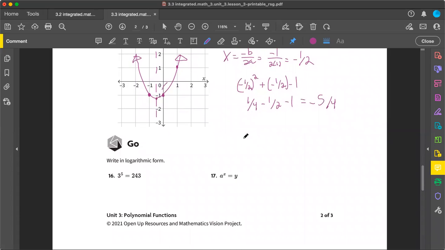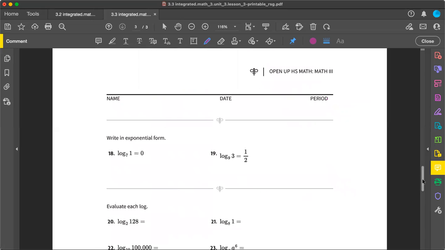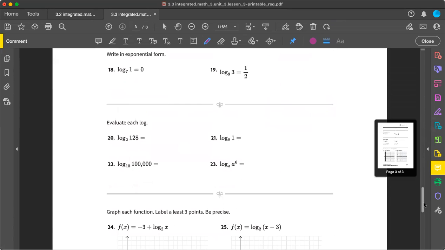And some throwback right in log form. These are too much fun. Come on now. Your base is a. Your argument is y. Boom, done. Throwback with 3. Claim 5 equals log base 3 of 243. Need I say more?